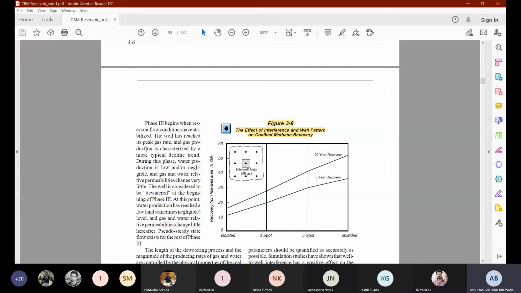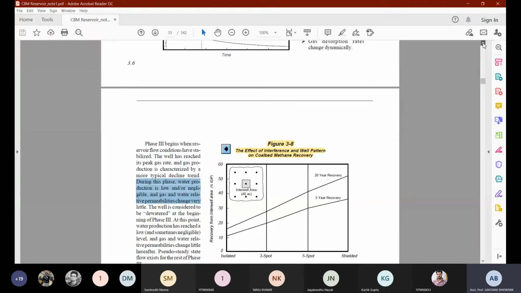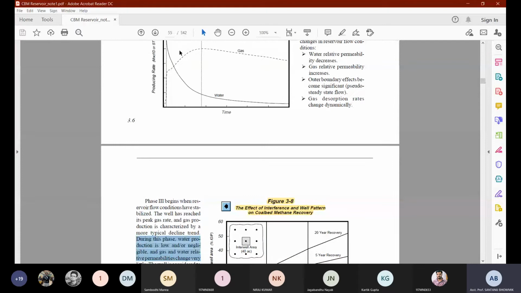During this phase, water production is very low or negligible, and the gas and water relative permeabilities change very little. Why very little? Because both the quantities are becoming very much less. If you see the graph, both of the quantities are being reduced, and you can see that the graph is more or less parallel. So they are going to reduce at the same rate.